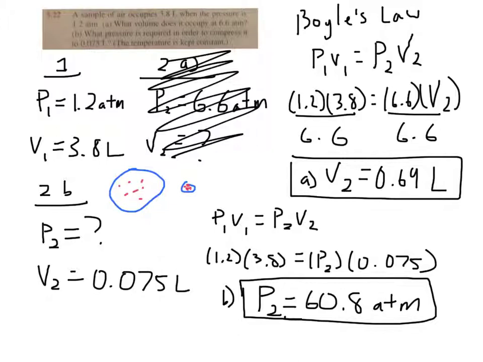Well, that's how we do problem 5.22. In recap, we once again made our charts of 1 and 2. We recognized that this was two separate problems, problem A and problem B, and we worked with them separately. We used Boyle's law, P1 V1 equals P2 V2, and solved for V2. When we moved on to part B, we crossed off part A because that doesn't matter to us anymore. The initial information stayed the same, and then we solved for P2. We used Boyle's law again and came out with 60.8, and of course, remember your units, atm. Great work.